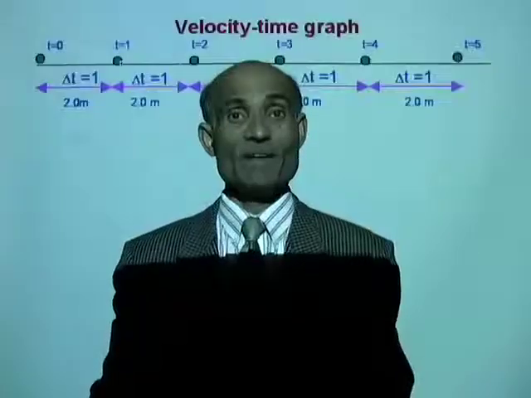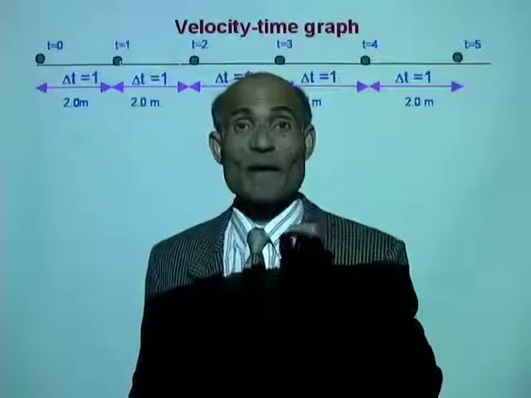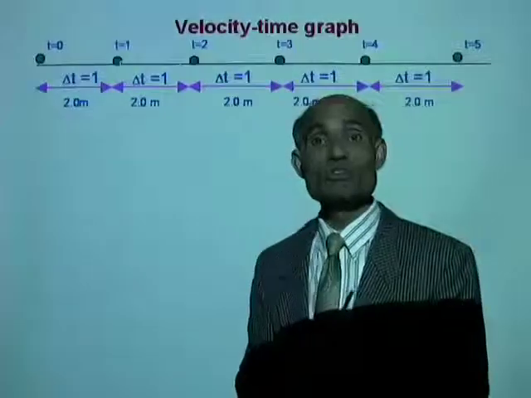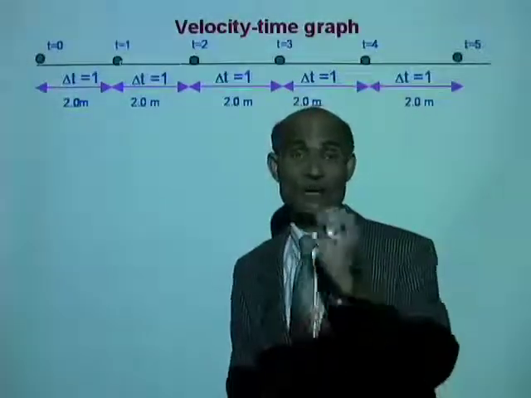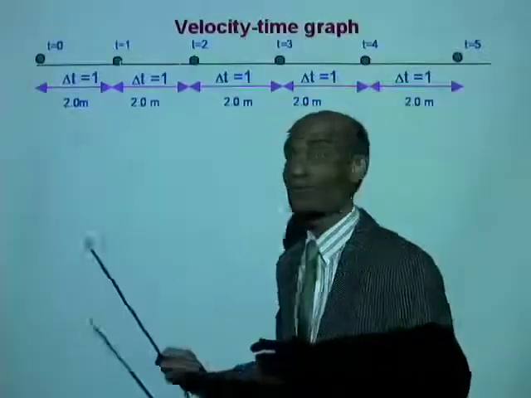Alright, let's start by looking at uniform velocity, how the velocity against time is plotted and how it can be used. Here I have the picture of a particle that is moving with uniform velocity. Can you look at this picture and tell me what its uniform velocity is?